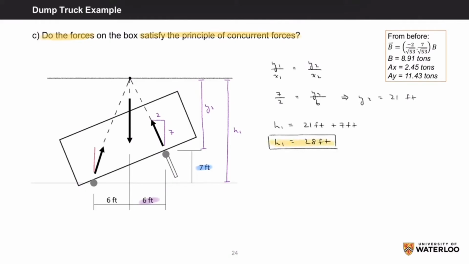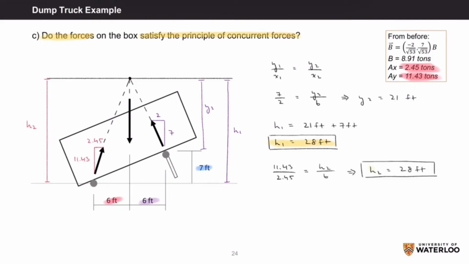Now we can do the same with the other force. For this one, we'll be using the components Ax and Ay and scaling it up by a factor of 6 to again match the 6 feet base. This will give us a height of 28 feet as well. This means that the forces will intersect at a common point 28 feet above the line, and so the forces satisfy the principle of concurrent forces.